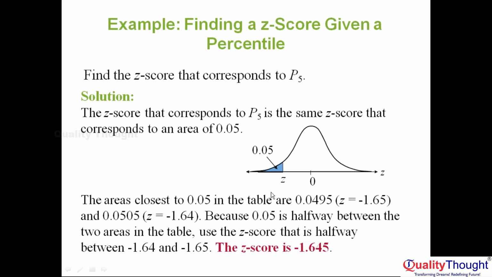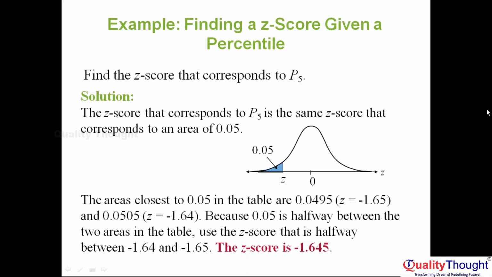Okay, if you go ahead to that one, you will get the z-score minus 1.65 and minus 1.64. Why? Because you will not get this exact value. So hence you need to take the average of these two values. You need to take the average of the z-scores, and finally the resultant z-score should be minus 1.645.